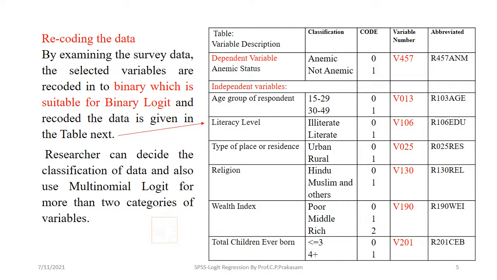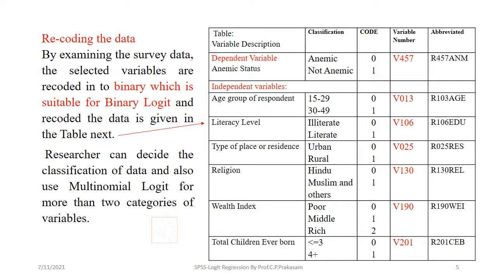Here you can see that anemic status has been divided into anemic and not anemic, and coded as 0 and 1. Similarly, since it is a binary logit, it is better to classify the independent variables into two categories, 0 and 1. You can also increase the classification to 0, 1, 2, 3 and so on, but for that, comparisons should be made very carefully.